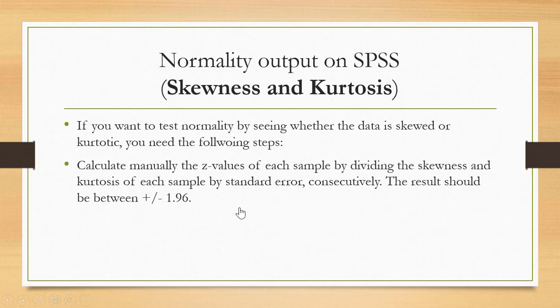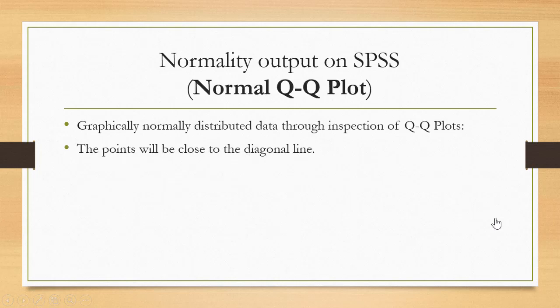So you can do this manually. It involves some work, but you can bear that. Next, we have checking normality visually by using the normal QQ plot. Graphically, normality of the data distribution can be checked through inspection of QQ plots by observing whether the points are close to the diagonal line, as you are going to see.